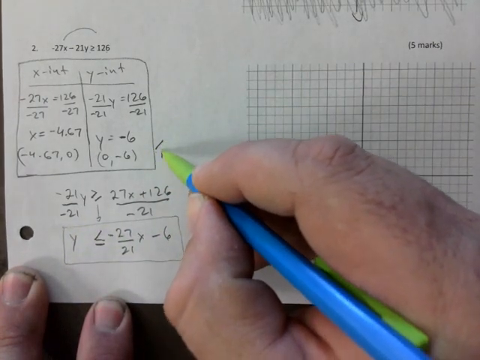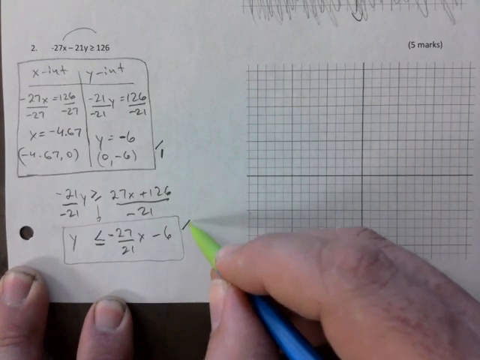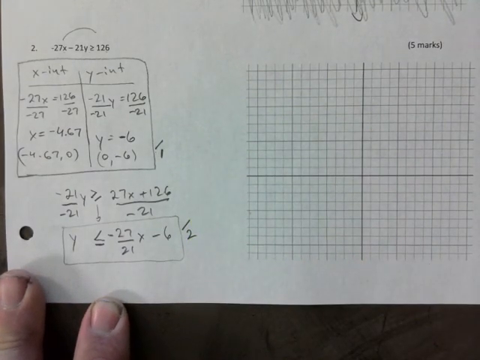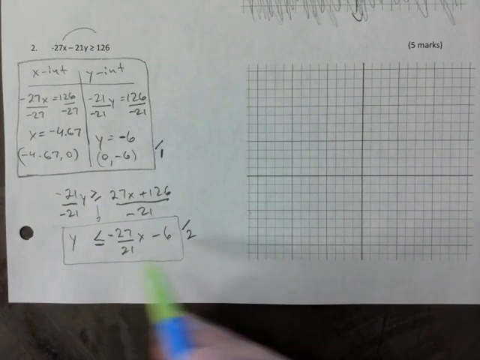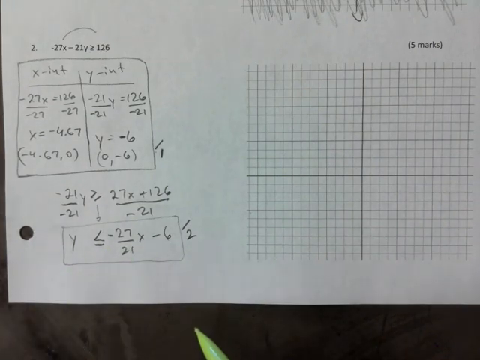So 1 mark for the intercepts, 2 marks for this one. Why 2 marks? 1 for flipping the inequality and another one for having it rewritten properly.